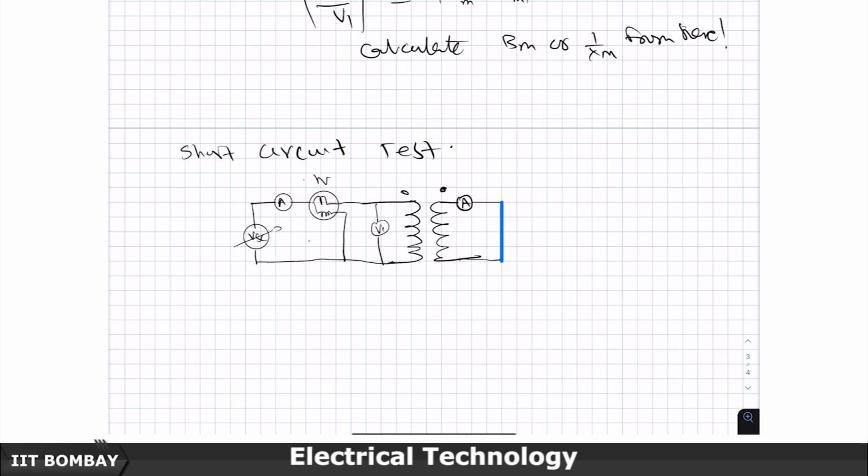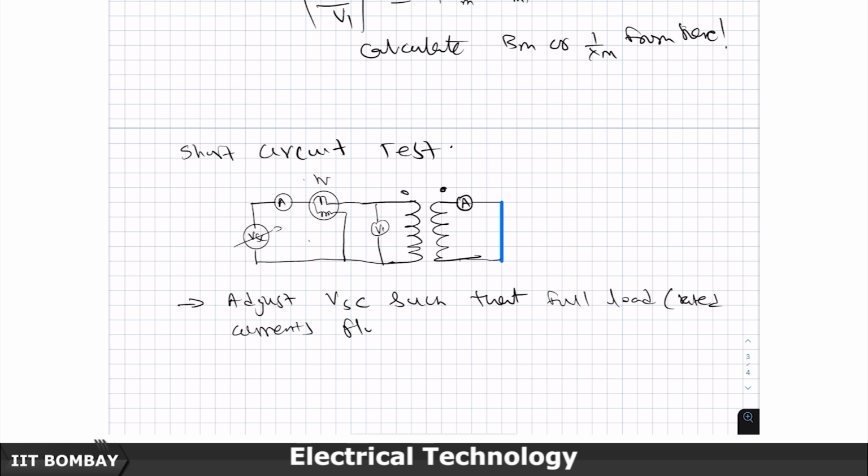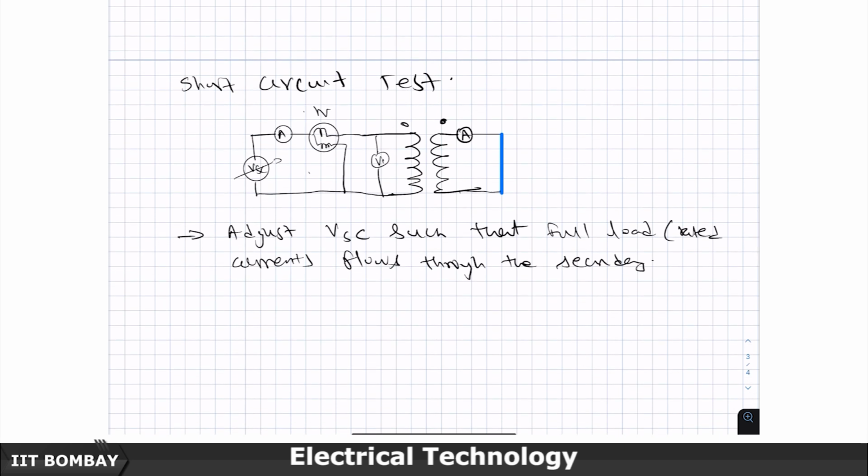Now, the thing that I am going to do is adjust this primary voltage source VSC such that full load, that is the rated current, flows through the secondary. The rated value of the current is going to flow through the secondary. I am going to adjust the voltage supply to this. So, how much should I usually require this VSC value? Maybe like 1/20th of the rated value. Suppose approximately let us say that 5% is the regulation value, that means I am expecting 5% drop.